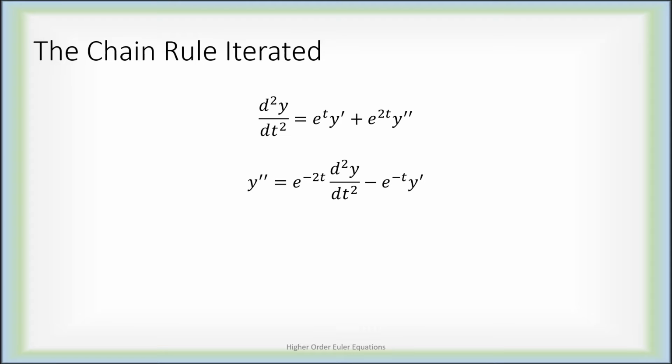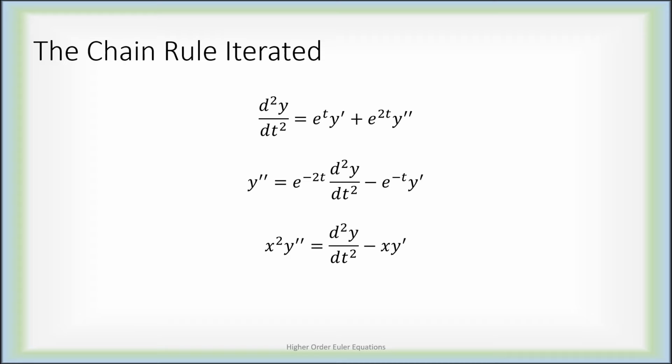Now, if we solve this expression for y double prime, we would have to multiply both sides by e to the minus 2t, and then we would need to subtract this term right here. At the end of the day, you'll have that y double prime is e to the minus 2t times d squared y dt squared minus e to the minus t y prime.